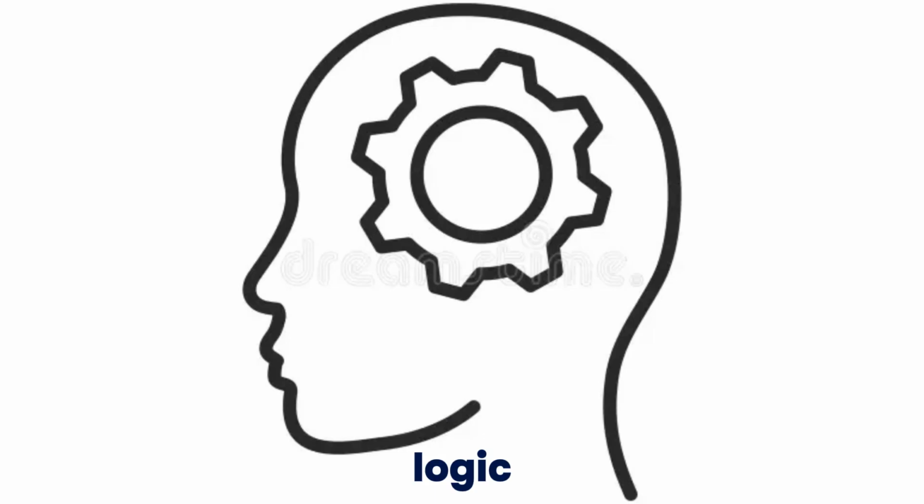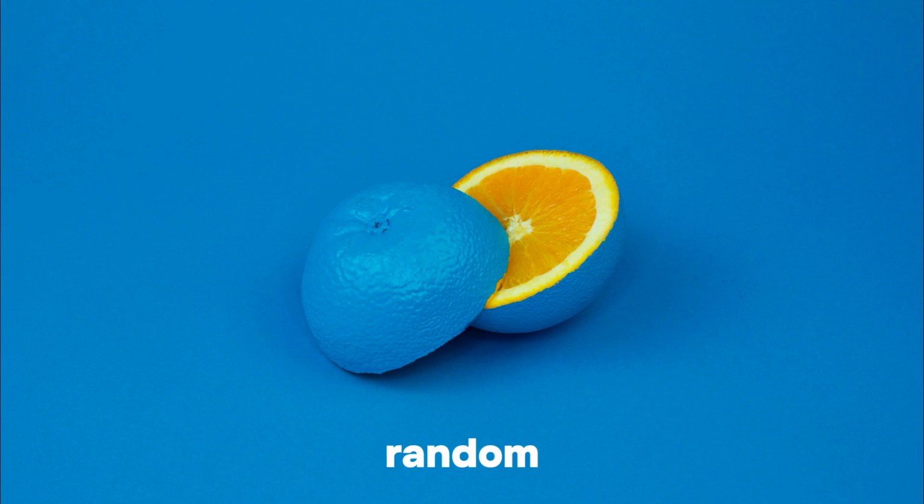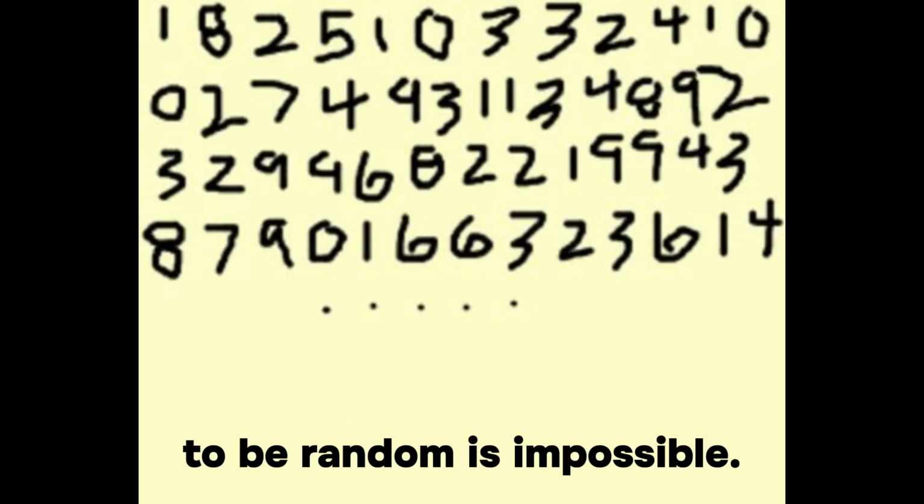Why? Because computers are built to follow logic. You give them instructions, they follow them. To generate a random number, you need to be random. But asking a computer to be random is impossible. You can't ask them to generate a random number. It doesn't work that way.